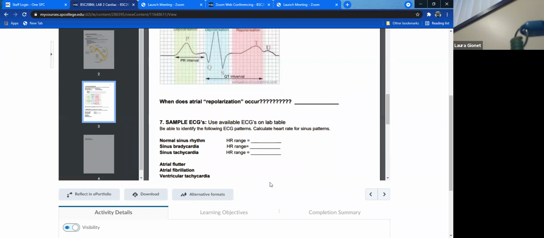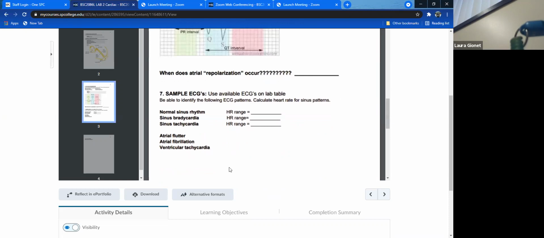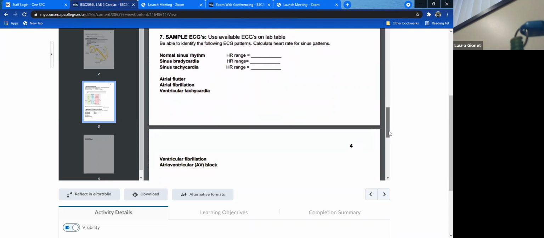Okay, so a normal sinus rhythm is 60 to 100. Sinus bradycardia is less than 60 beats per minute. Tachycardia is a heart rate in excess of 100 beats per minute. You can see that on the EKG strip. And then we will look at atrial flutter, atrial fibrillation, ventricular tachycardia, ventricular fibrillation, and AV block. Really all you have to do is identify the strip for what it is.